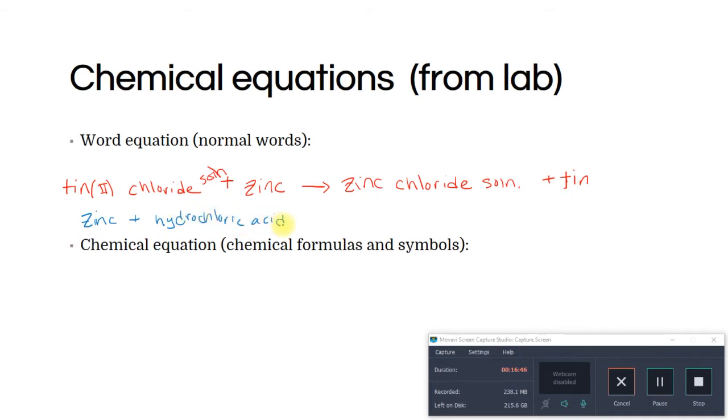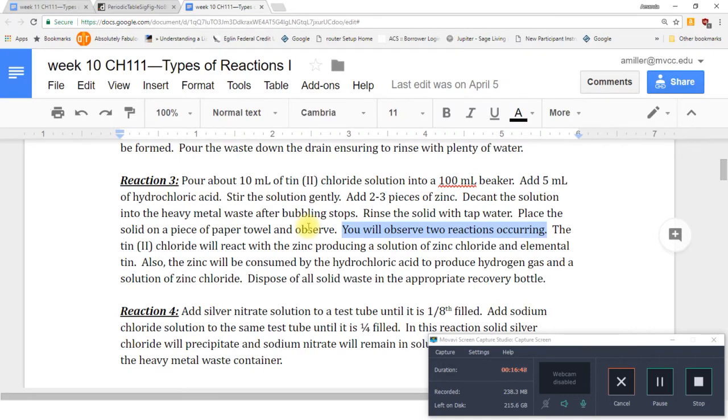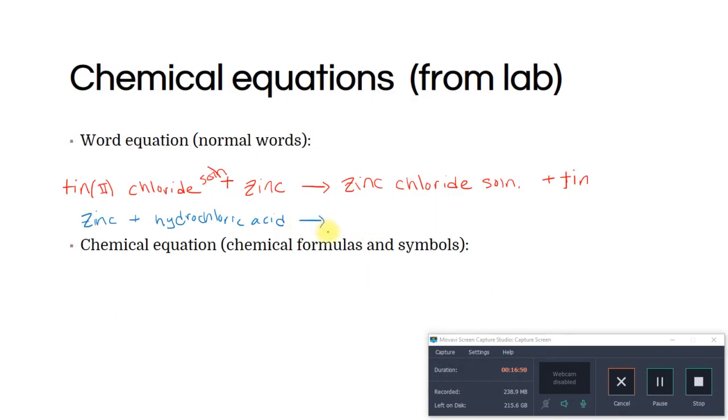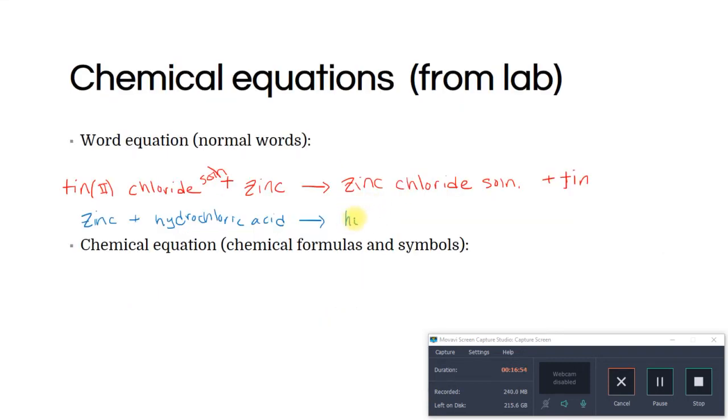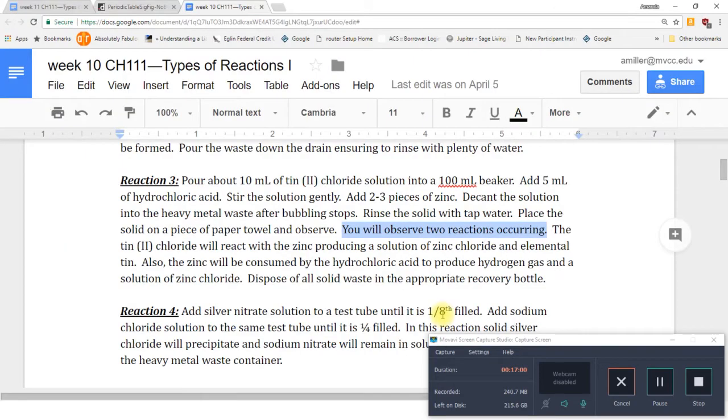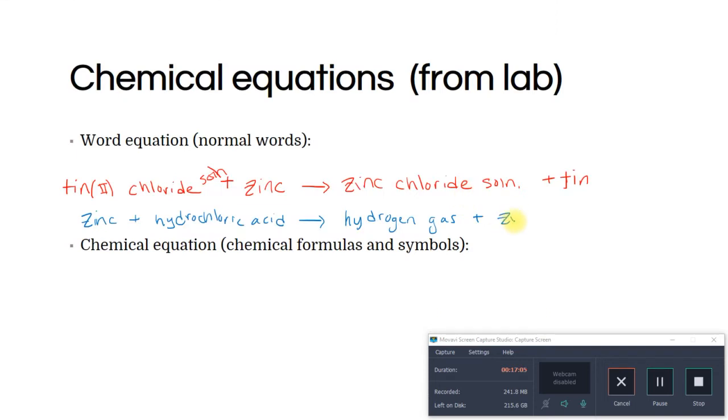Okay, so I'm going to put hydrochloric acid there, to produce, that's arrow, hydrogen gas. Okay, so we're going to write that down. I already know the state for that one because it already gives it to me. And a solution of zinc chloride. So zinc chloride is another product.